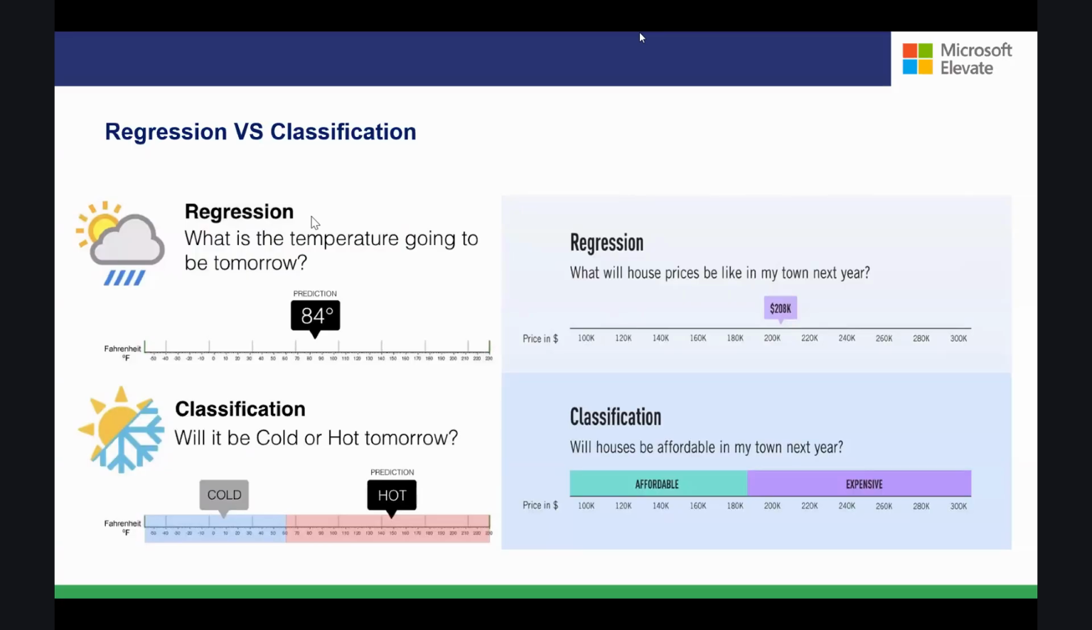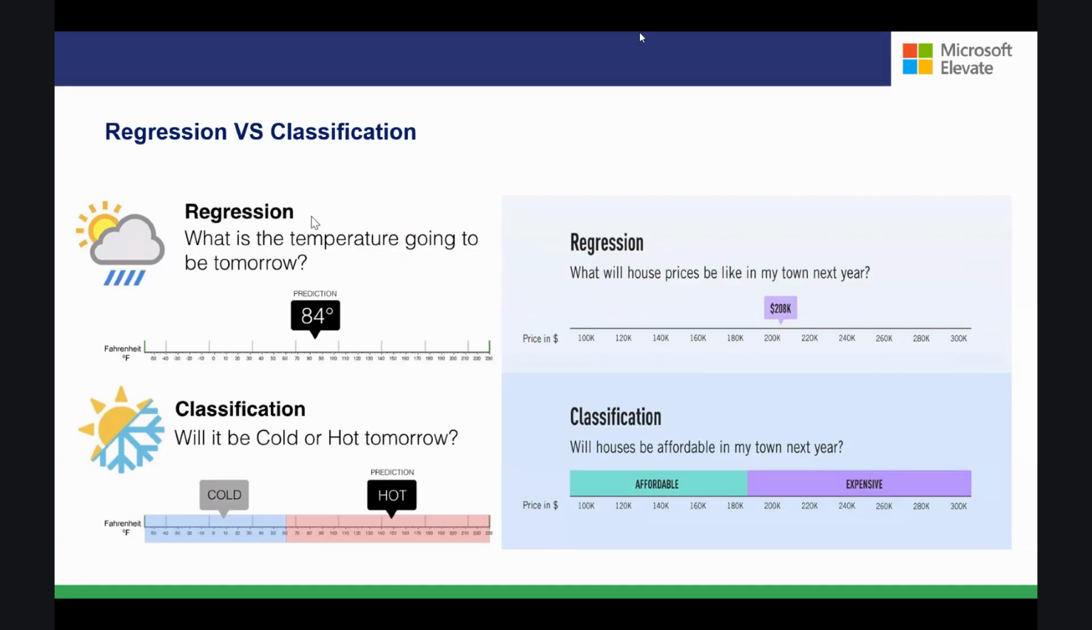So don't you think it just needs one line of code? If it is above 60 degrees, then it is hot. If it is below 60, then it is cold. If it is above $200,000, it will be expensive. If it is below that, it is affordable. Can we say this? Can we say this classification solution?